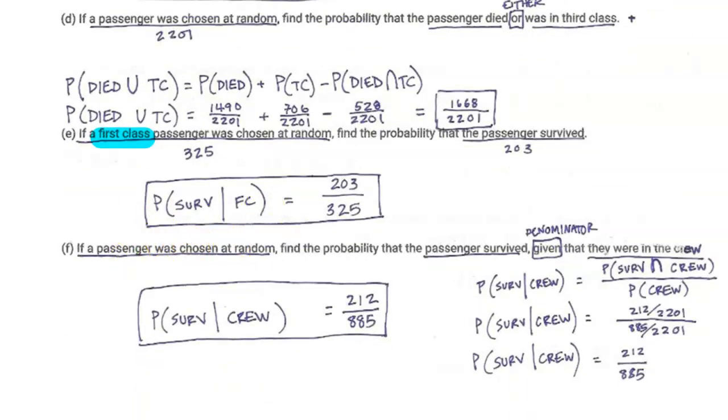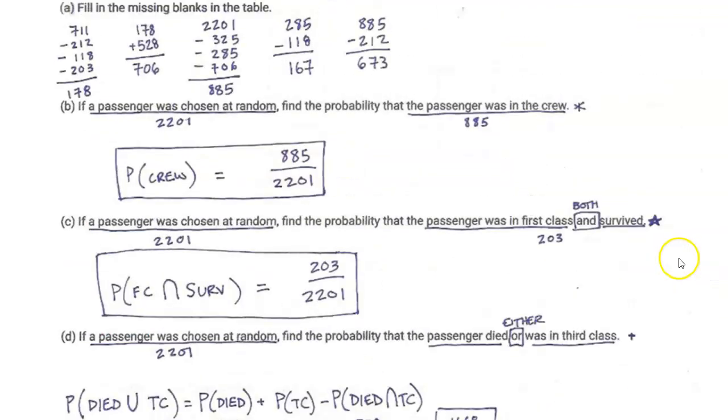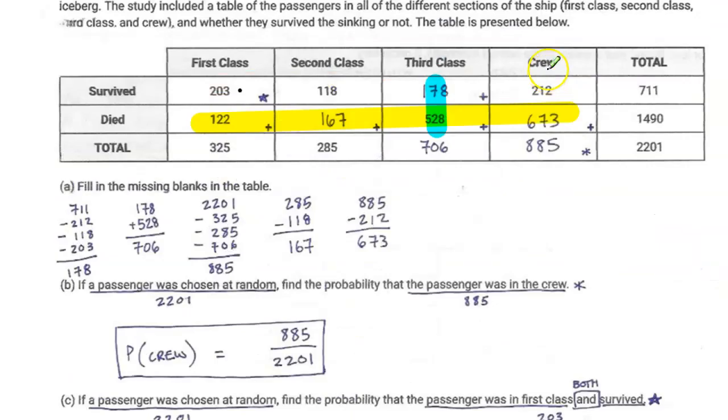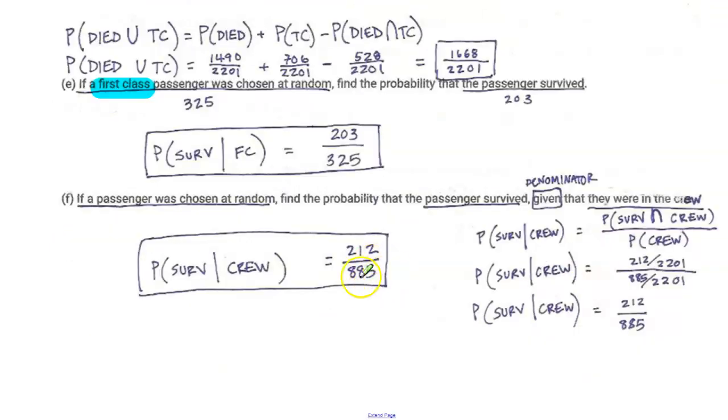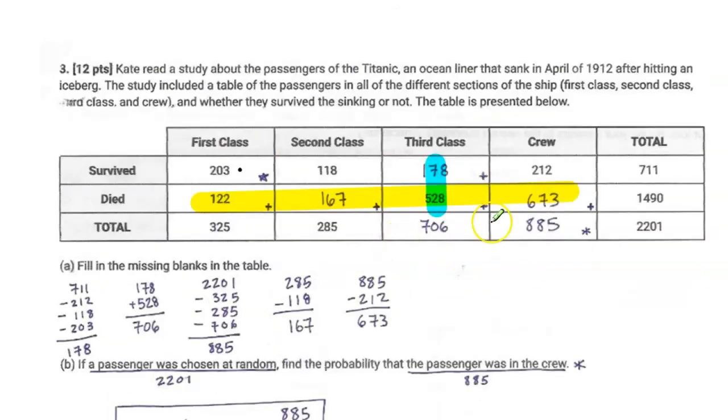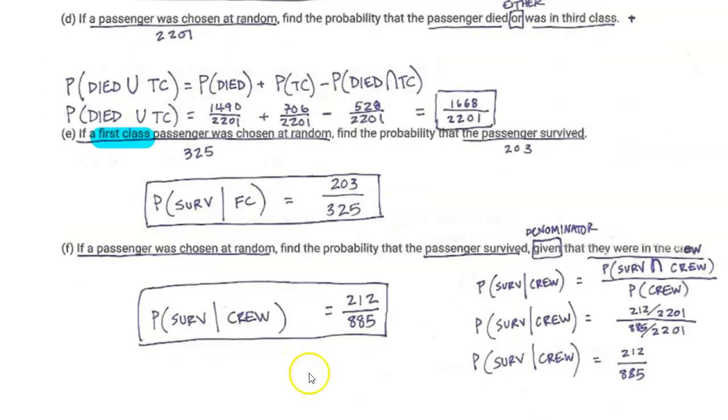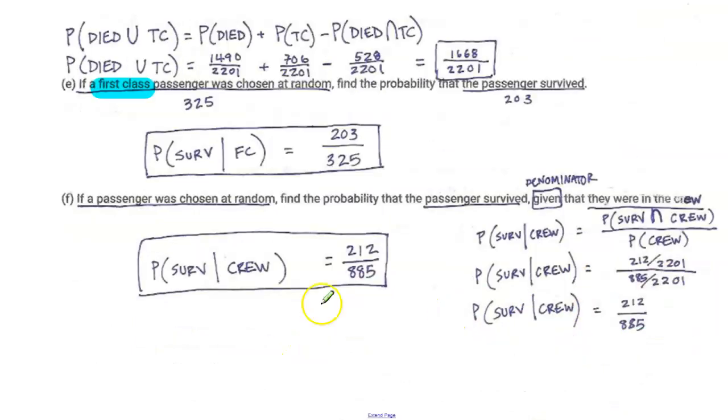If the passenger was chosen at random, find the probability that they survived given that they were in the crew. Remember, given is a conditional probability. It means the denominator is going to be a little bit different. In this case, given that they were in the crew, there's 885 people that were in the crew, so 885 is our denominator. We're looking for the probability that that passenger survived, so I'm looking at only the survivors of the crew. That would be 212. So there's my 212.